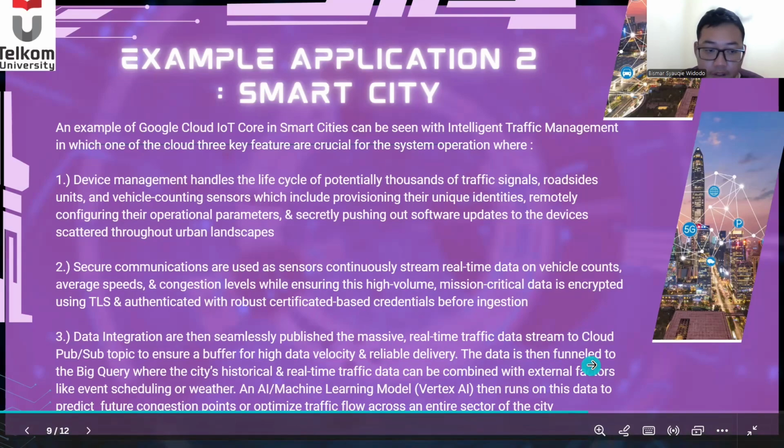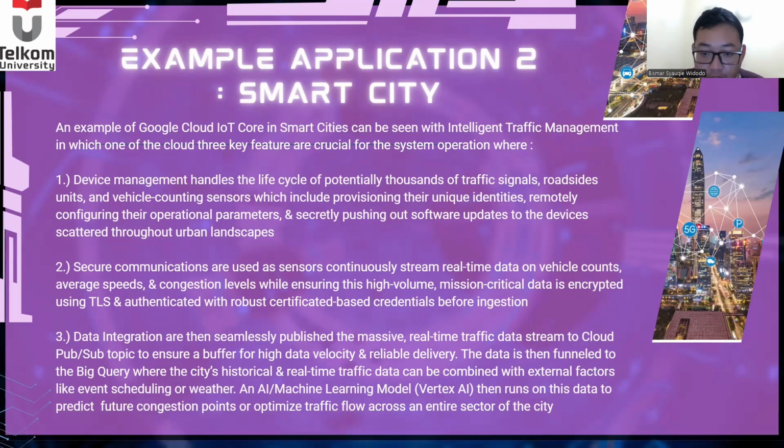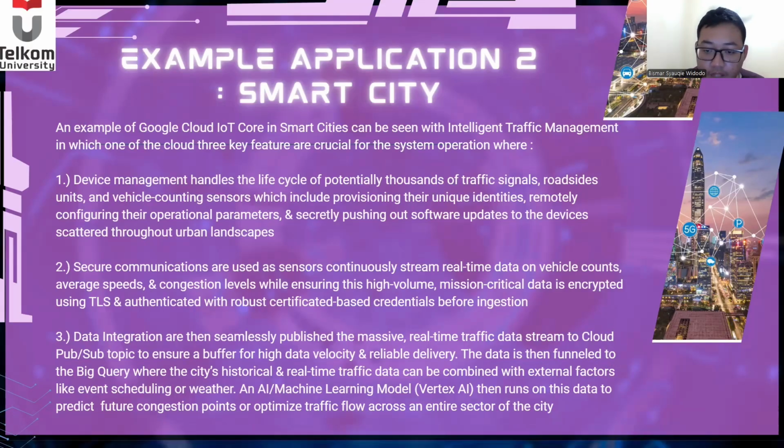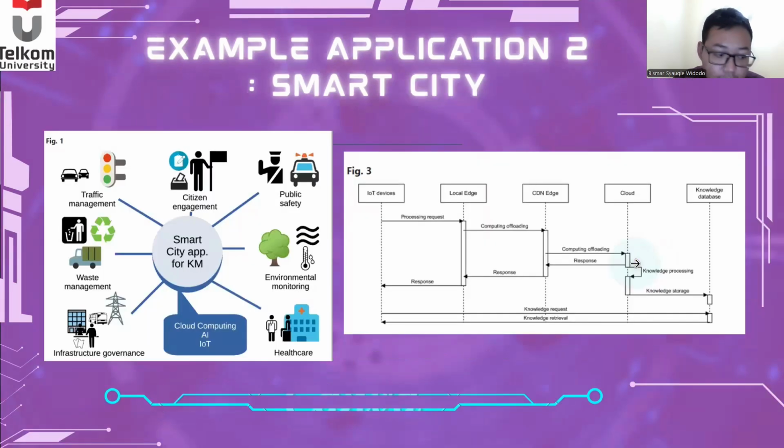The data is then funneled to BigQuery, where the city's historical and real-time traffic data will be combined with external factors like event scheduling or weather. And of course, an AI machine learning model then runs on this data to predict future congestion points or optimize traffic flow. And this is the example of the IoT Core application in smart city.